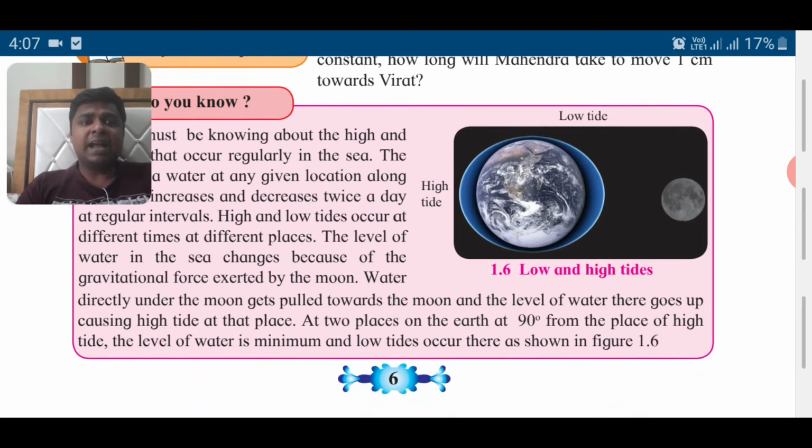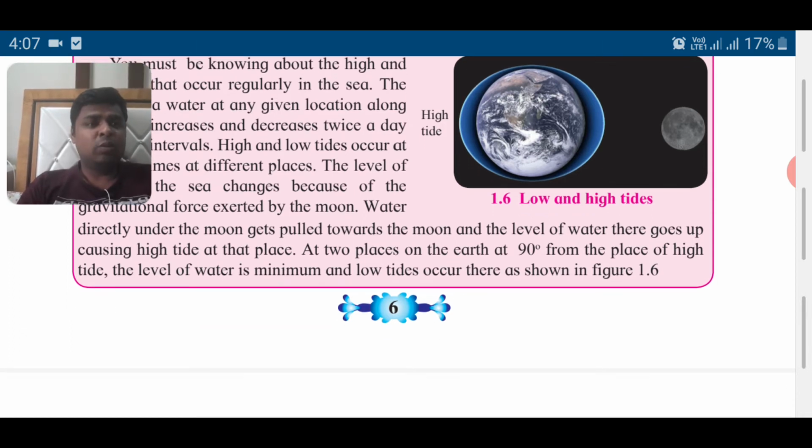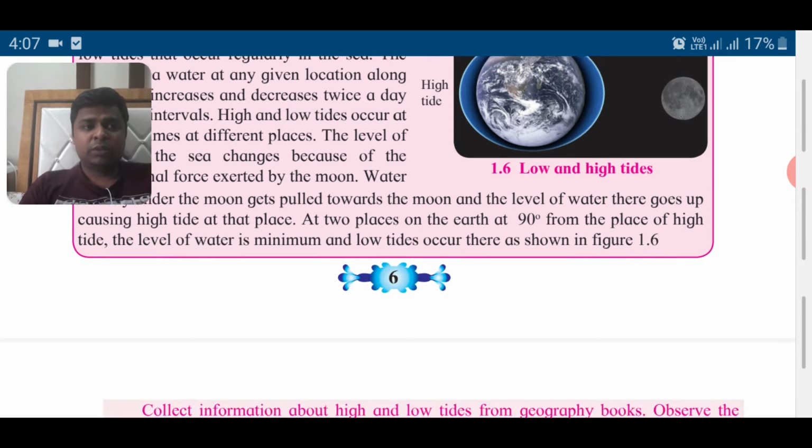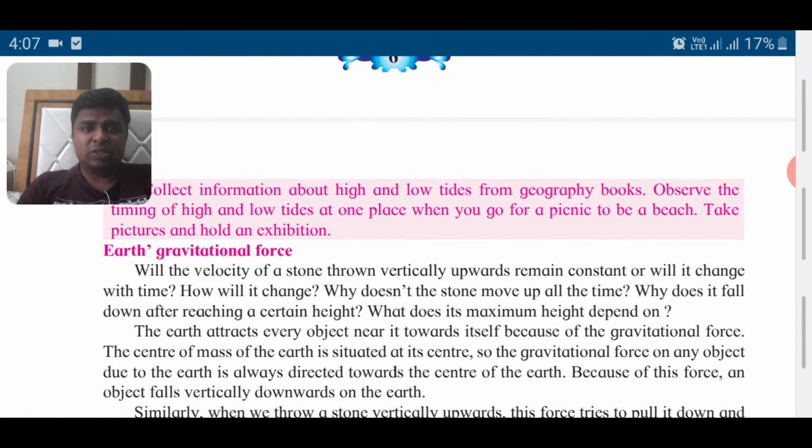Water directly under the moon's gravitational pull goes up at some places and goes down at other places. Wherever it goes up, that is a high tide, and wherever it goes down, it is a low tide. You can see in the diagram that at two places at 90 degrees from the place of high tide, the water is at minimum level, and low tide is shown in the figure. This is the direct effect that we see. Water is lighter than the soil and other things, so the effect is pronounced and we can easily see it.